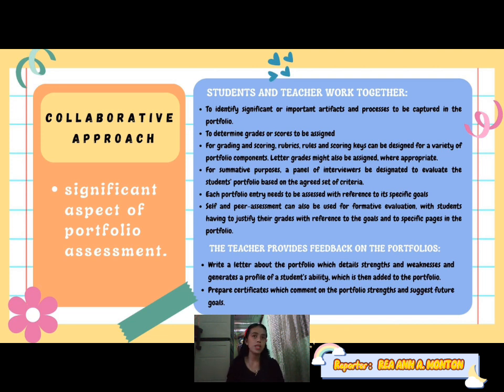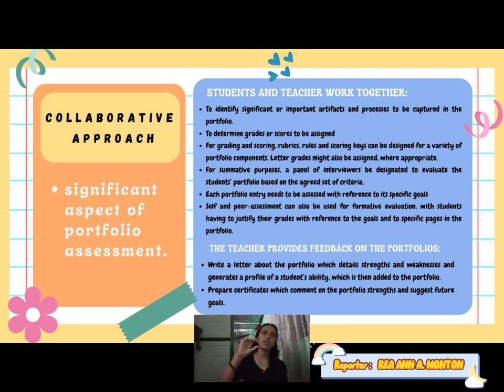So okay, so next one, the second one, prepare certificates which comment on the portfolio strengths and suggest future goals. So if the teacher will give the feedback of strengths and weaknesses, there is a suggestion that you must be improved, di ba? Kung nag-comment ang teacher sa strengths and weaknesses, you must also give a suggestion. And this suggestion is truly about the weakness of the portfolio nga imong gi-submit, di ba?